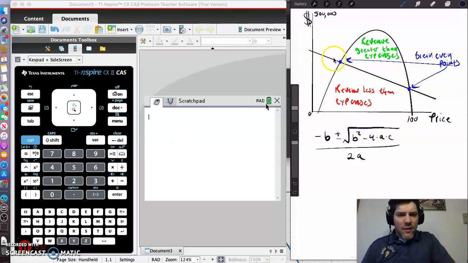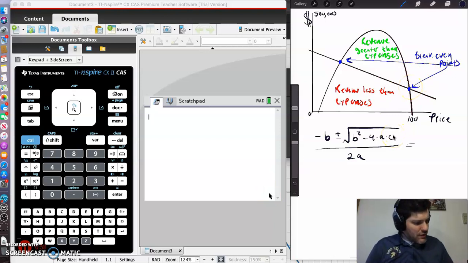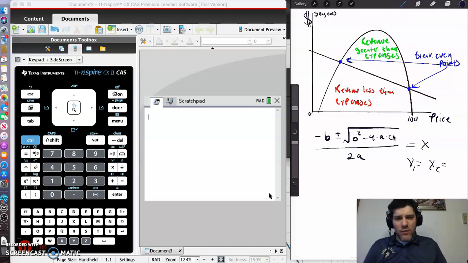In our graph here we have them signified by these blue dots, break-even points. In a quadratic equation it would be like this whole equation equaled x, solve for x, and we'd have x1 and x2 as something. That would be our price point at which we can charge, and anywhere in there will be profit, but those are the extremes. That's the lowest and the highest price that we can charge.